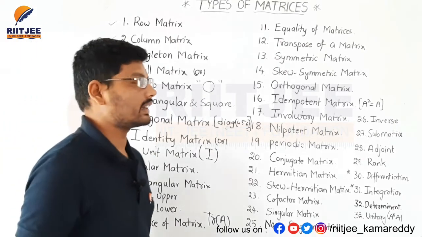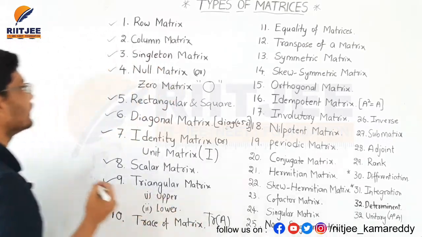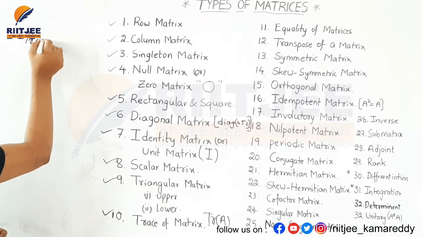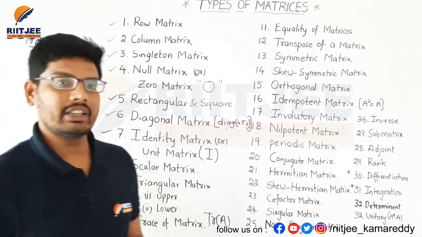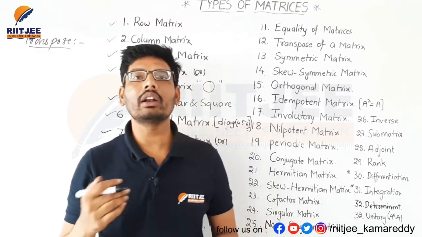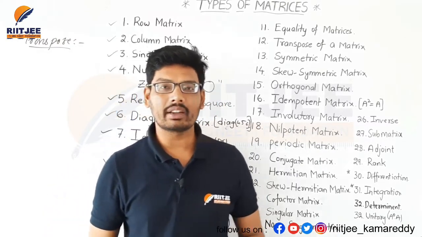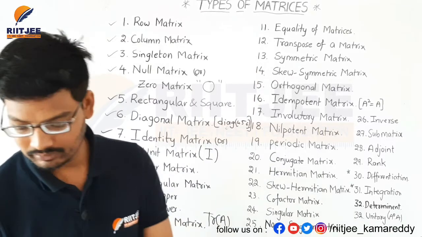transpose of a matrix. Transpose of a matrix is nothing but interchanging rows into columns or columns into rows. This is called the transpose of a matrix. Let us see one example here.